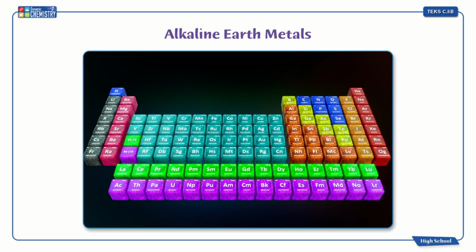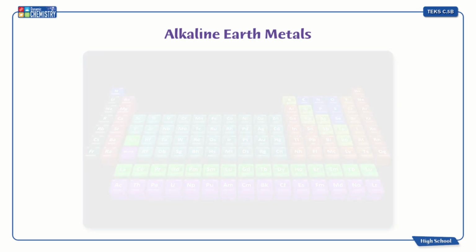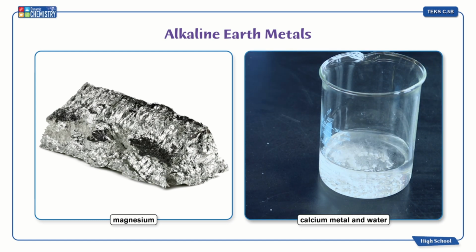Group 2 on the periodic table is known as the alkaline earth metals. The alkaline earth metals include beryllium, magnesium, calcium, strontium, barium, and radium. Alkaline earth metals are silvery white and have 2 valence electrons in their s orbital. They tend to lose 2 electrons to form a cation with a +2 charge and react less vigorously than alkali metals.